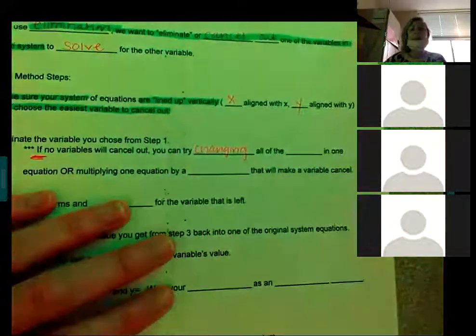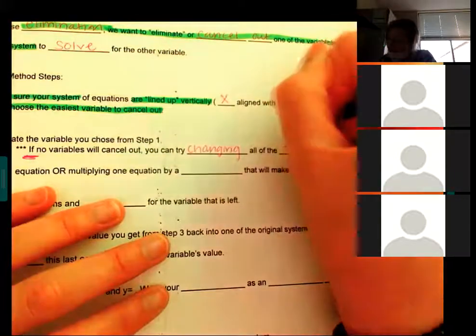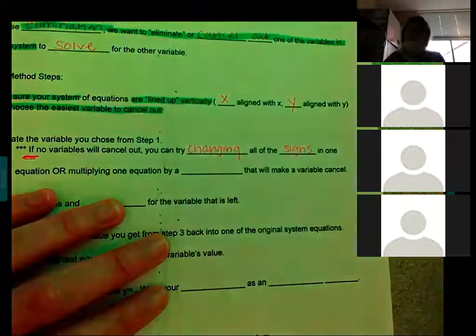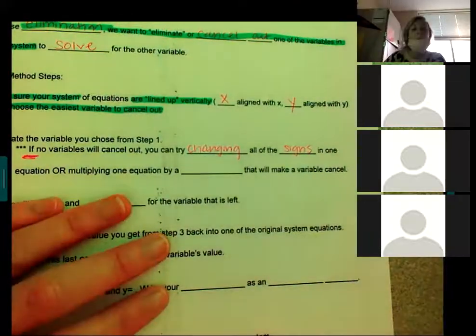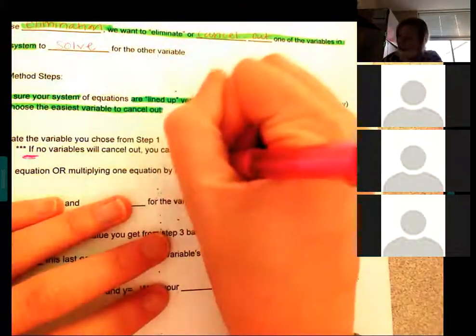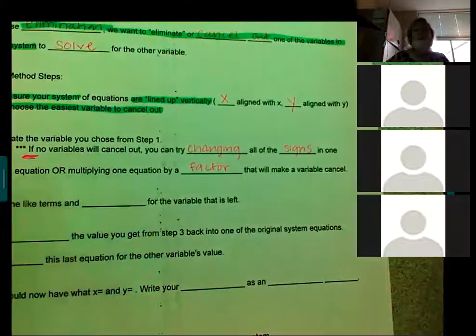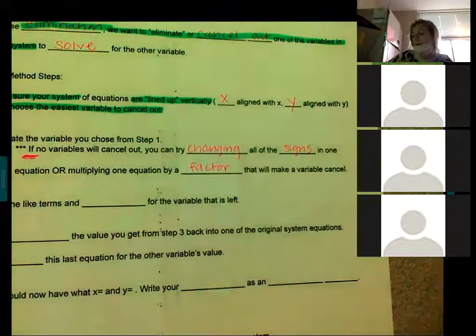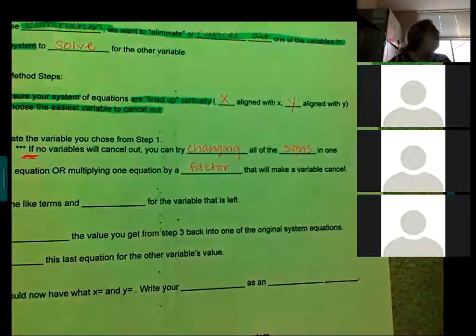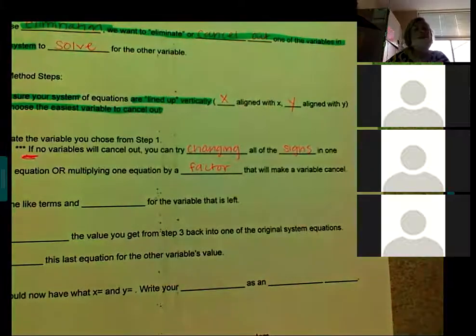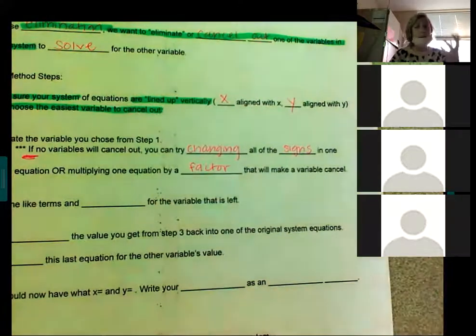You can try changing all of the signs in one equation, or you can try multiplying one equation by a factor that will make a variable cancel out. Do you have to do that every single time? No, it says if. So if it will not cancel, then you are going to try to change all the signs or multiply by a factor to make them cancel.